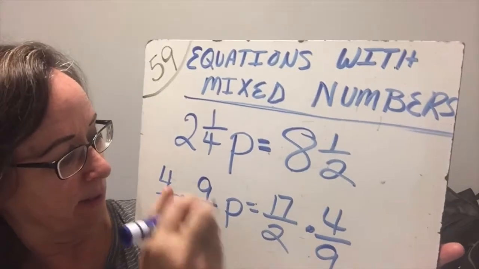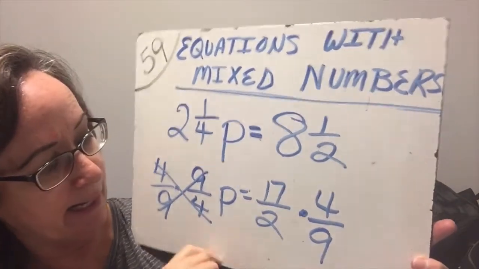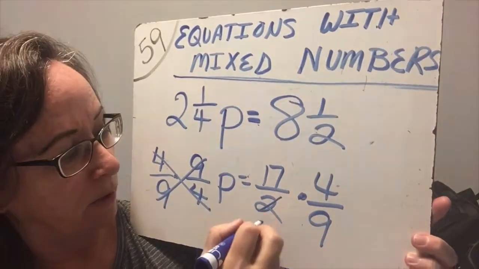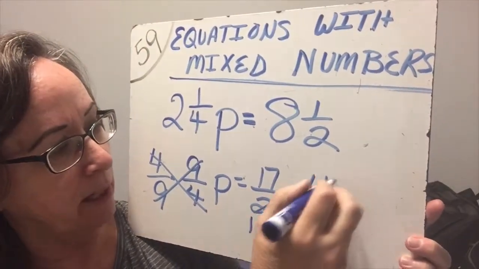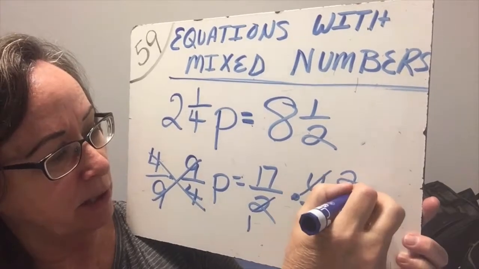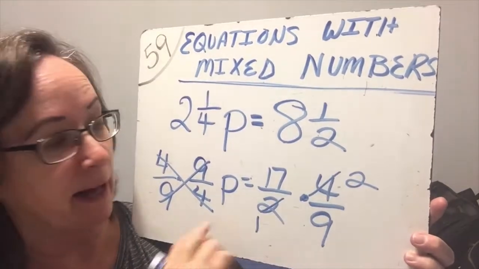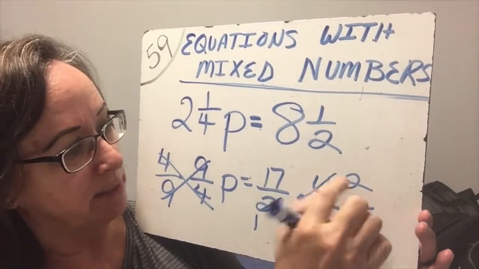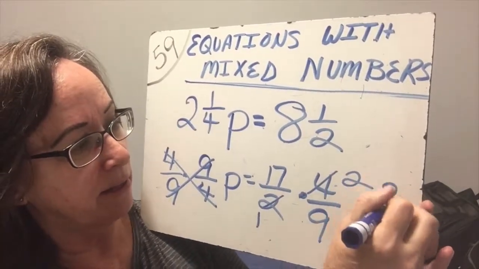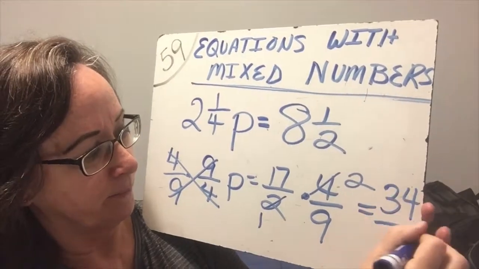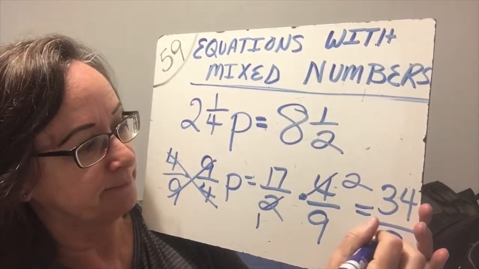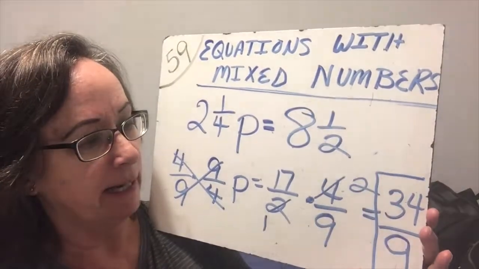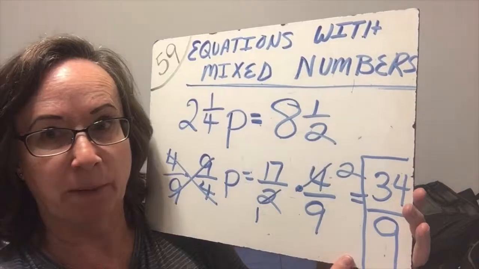This cancels. And over here, you can see that my 2 and my 4 would simplify. 2 divided by 2 is 1. 4 divided by 2 is 2. But nothing is going to simplify any further. So we're going to be left with 17 times 2 is 34 over 9. And there's nothing I can do to simplify it. Now, I could turn it into a mixed number, but that is perfectly fine.